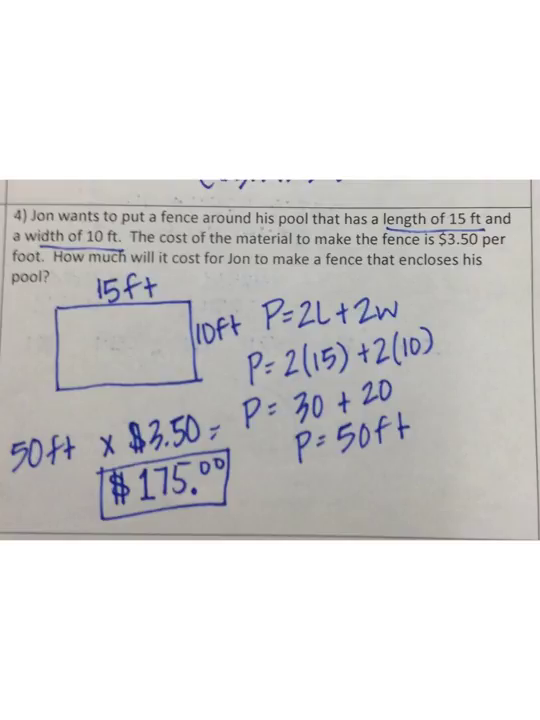So from there, I take the 50 feet and I multiply it by the $3.50 that it's going to take per foot, and I get $175. So it's going to cost $175 to enclose the pool.